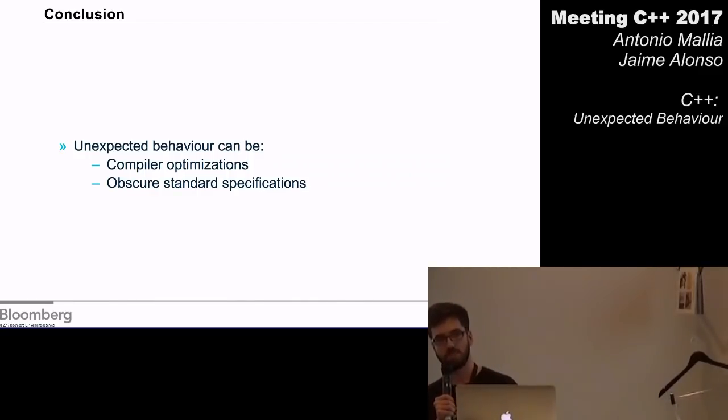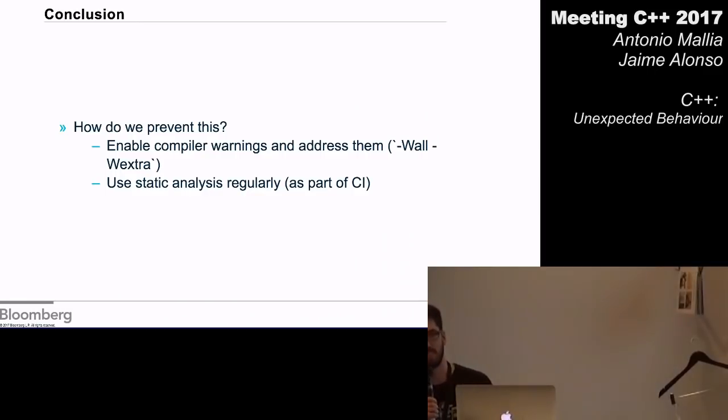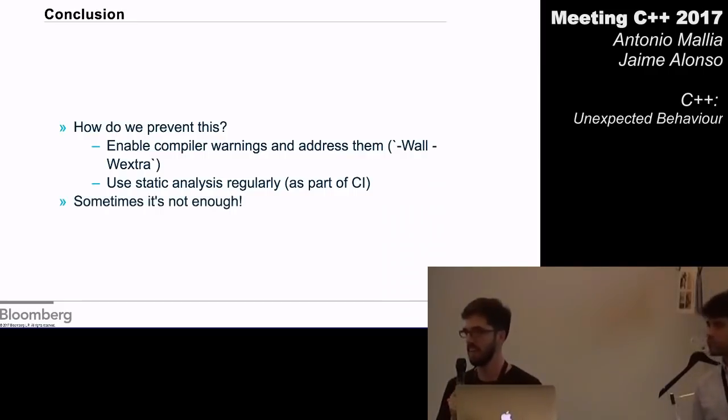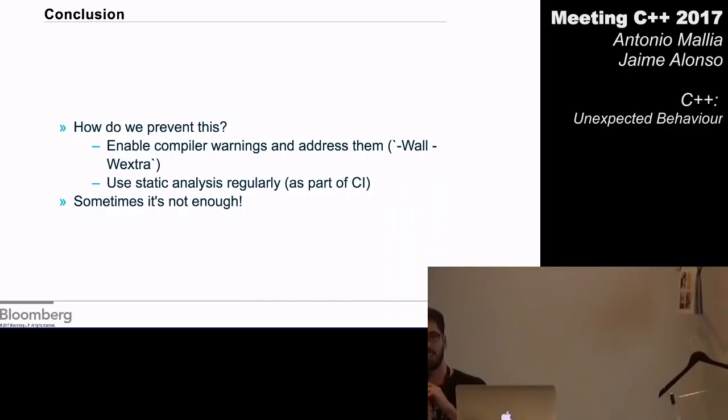so we need to make sure that our code tests for that. So of course, how do we prevent this? This is just a given. We need to enable all compiler warnings and address them, use static analysis in our continuous integration process, and really make sure that we're applying guidelines like the C++ Core Guidelines that help us reason about our code and get the results that we expect. But of course, like I said, sometimes it's not enough. Sometimes these unexpected behaviors are not caused by optimizations or UB.